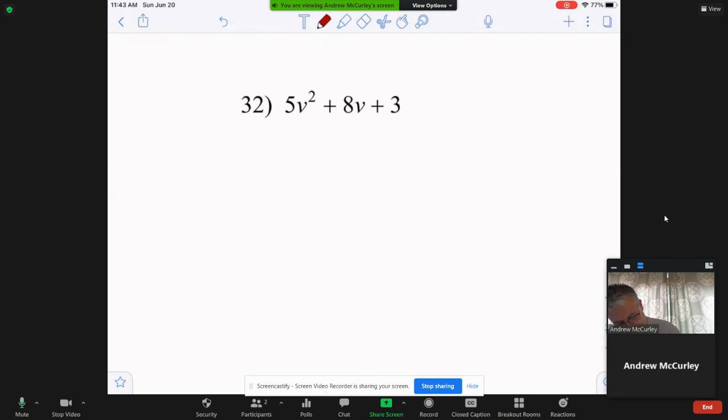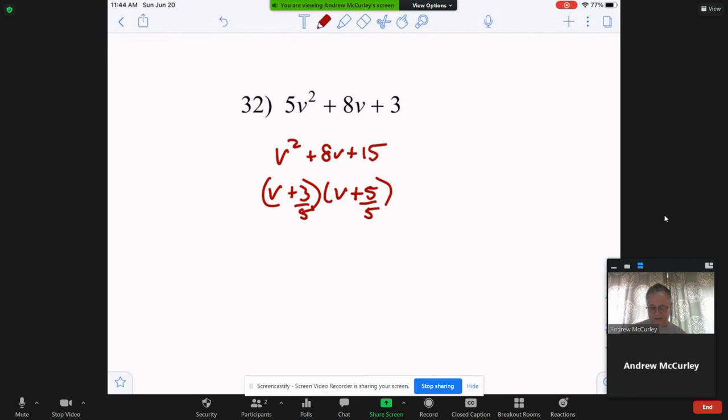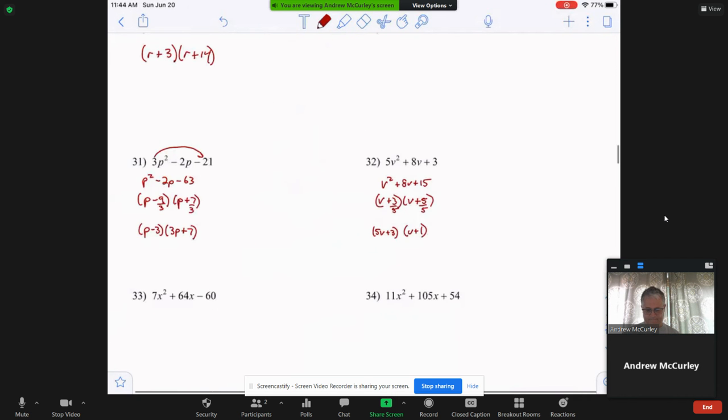5 times 3 is 15, so I'm going to say v squared, no GCF again, by the way, plus 8v plus 15. So this is going to be v plus 3, v plus 5. But here's where I've got to divide by 5. That's where the mistakes happen. I know 5 divided by 5 is 1, so v plus 1. And this one does not, so 5v plus 3. And there we go. Always reduce it as much as you can.